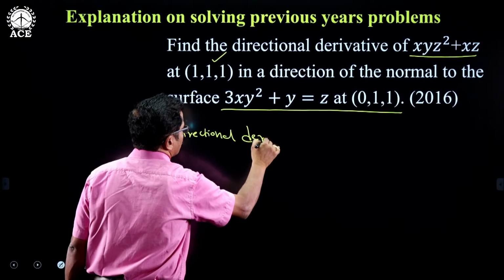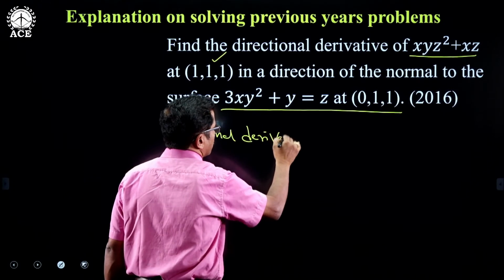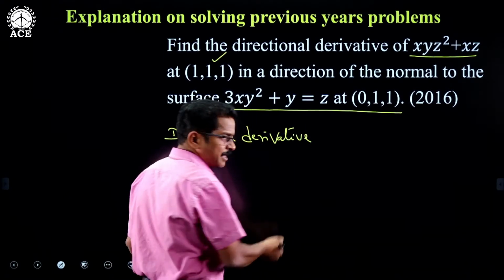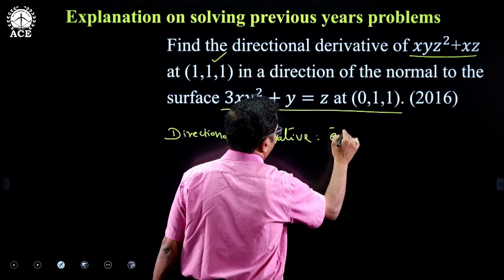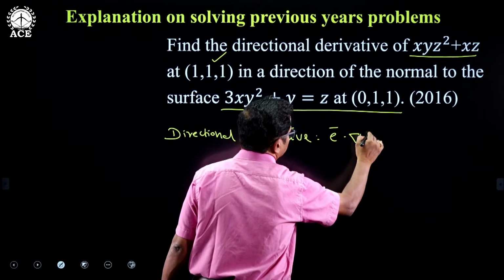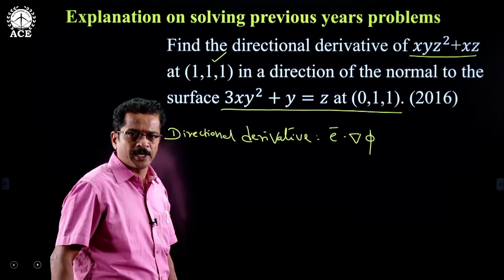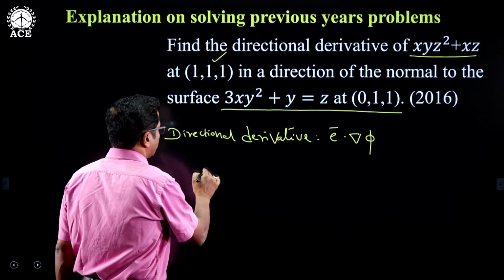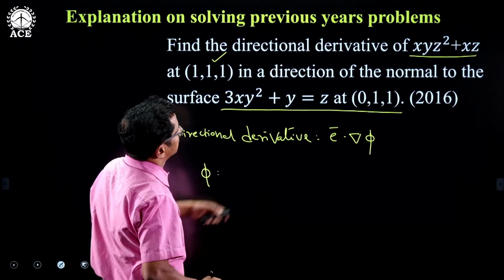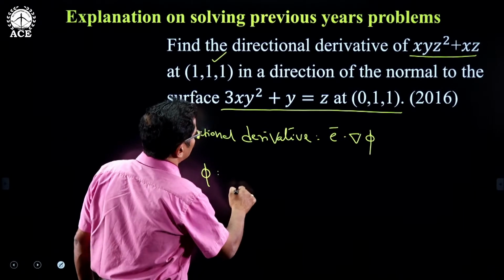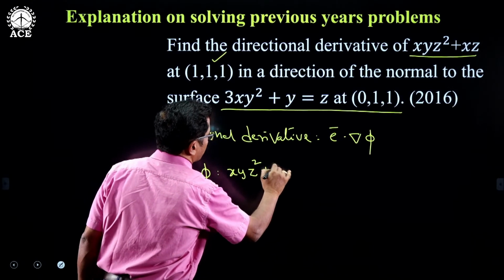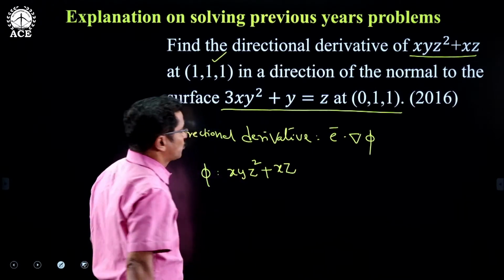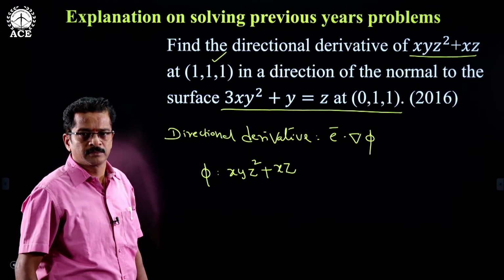Directional derivative, usually written simply as dd. The directional derivative formula is E bar dot del phi. Now first, I am taking phi equals x y z square plus x z.